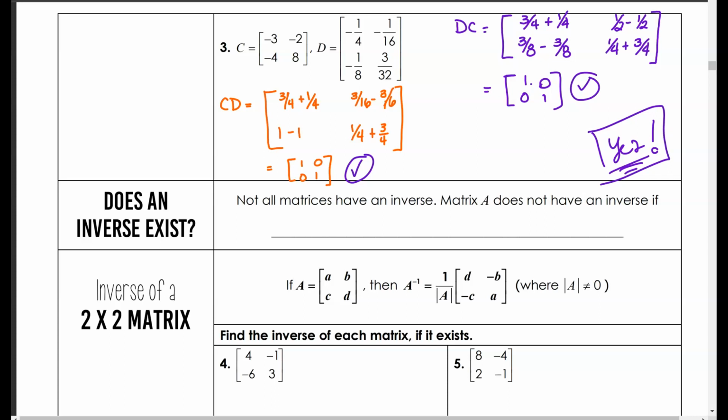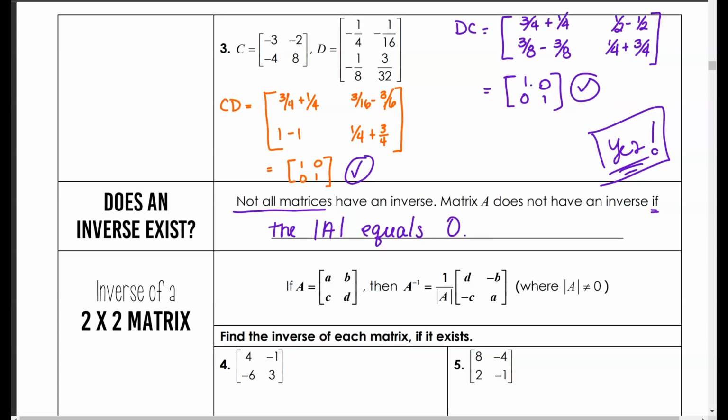So does the inverse exist? The answer is that not all matrices have an inverse. Matrix A does not have an inverse if the determinant of A equals 0. So that's one way for us to check. If the determinant of a matrix equals 0, we do not have an inverse.